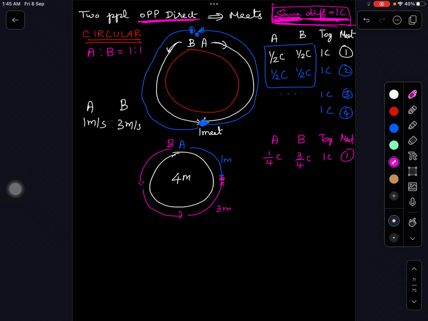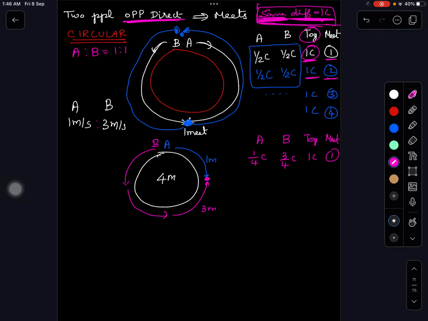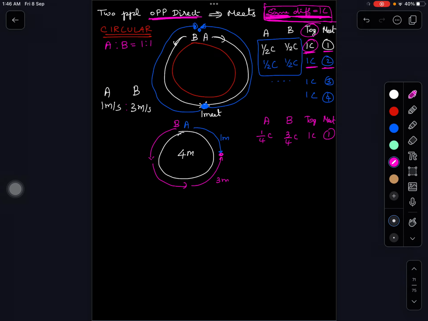So in opposite direction movement, the summary that we can take is that the sum of their distances should be equal to one circumference for the first meeting to happen. The sum of the distances covered by A and B should be equal to one more circumference for a second meeting to happen, and so on. This is irrespective of their speed ratio, which is why in the circular track, opposite direction scenario, it is relatively easy for us to identify after what distances we will have one meeting point, a second meet, and so on.